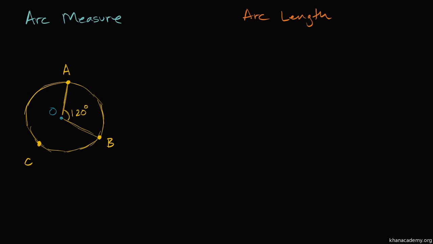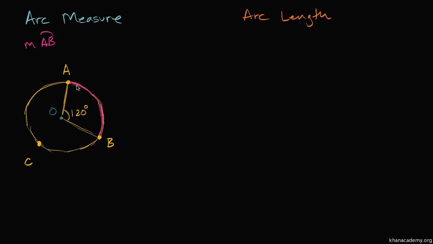let's say it has a measure of 120 degrees. And if someone were to say, what is the measure of arc AB? So let me write that down. The measure. So if someone were to say, what is the measure of arc AB, they'd write it like this. So that's referring to arc AB right over here. It's the minor arc.